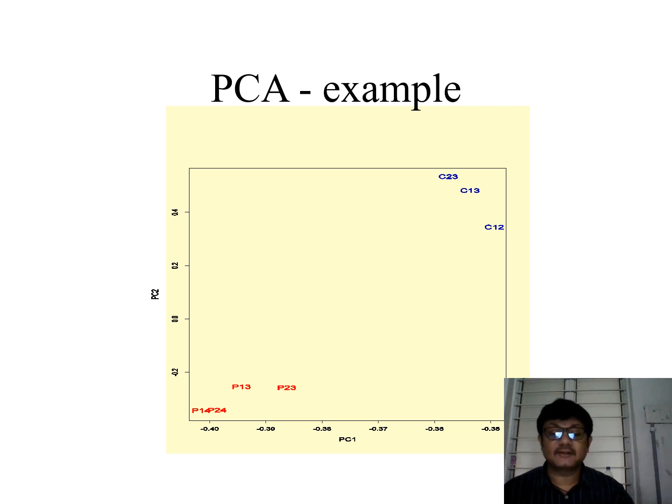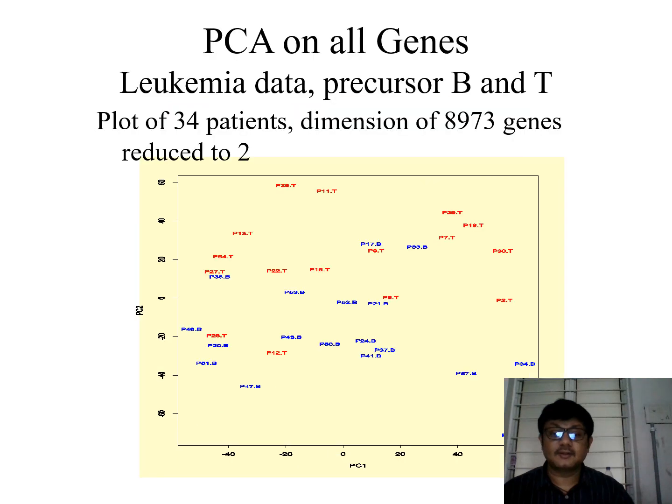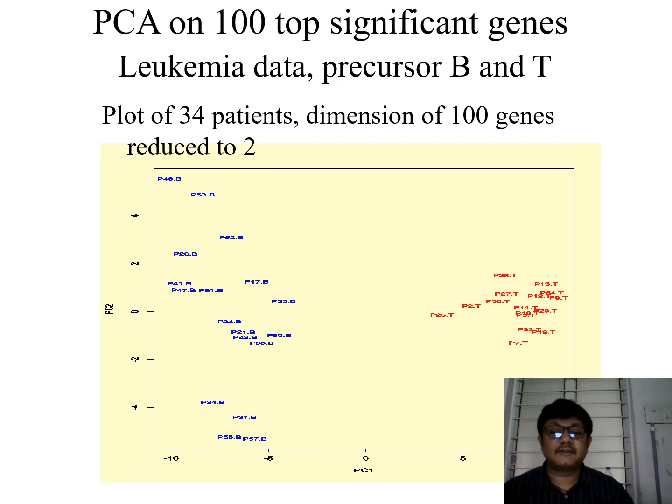PC1 is taken on the x-axis and PC2 is taken along the y-axis. PCA on all genes, leukemia data, precursor B and T. Here a plot of 34 patients has been considered. Dimensions of 8973 genes reduced to 2. PCA on the 100 top significant genes, leukemia data, precursor B and T, plot of 34 patients, dimension of 100 genes reduced to 2.